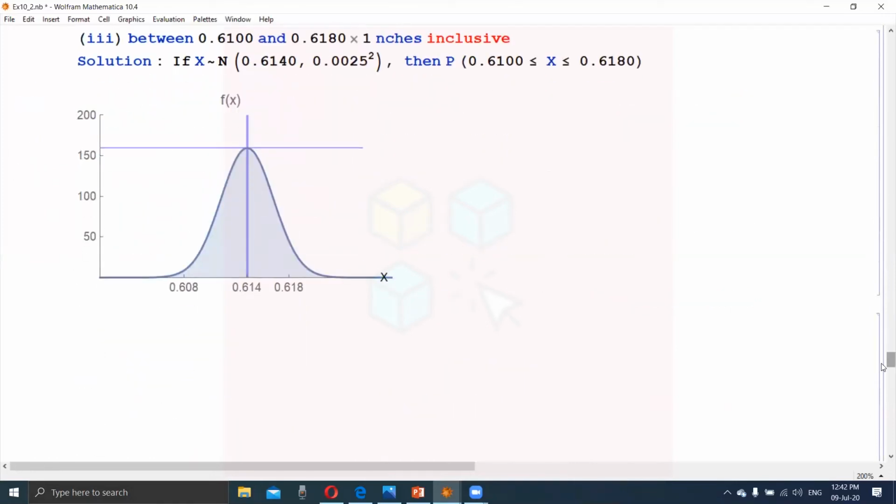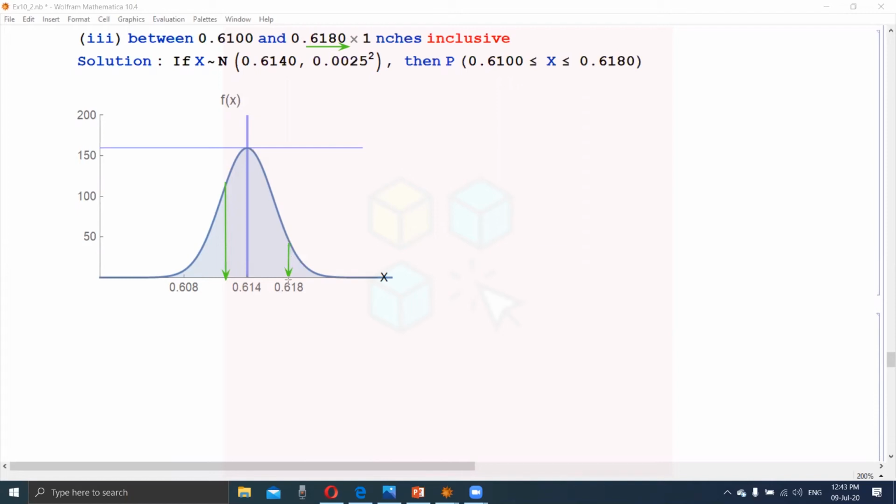Now we will solve the next part of this question, the third part, in which we have to find the probability between 0.61 and 0.618 inclusive. As I mentioned with red color, in the center is the mean 0.614 and the height is the maximum ordinate at 160, and one point is on the left side which is 0.61, because it is less than the mean 0.614, and 0.618 is more than 0.614, so it should be on the right side, which is already mentioned. So we will place one more arrow here.